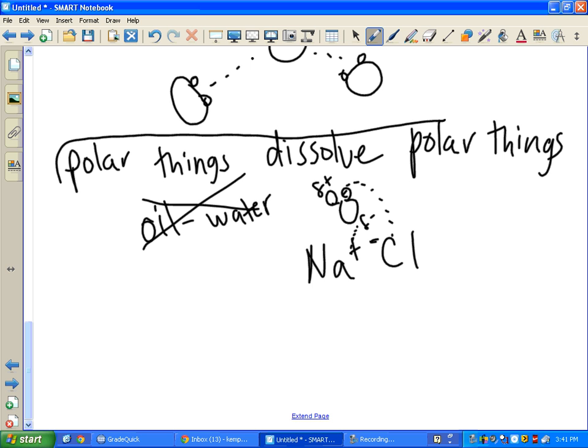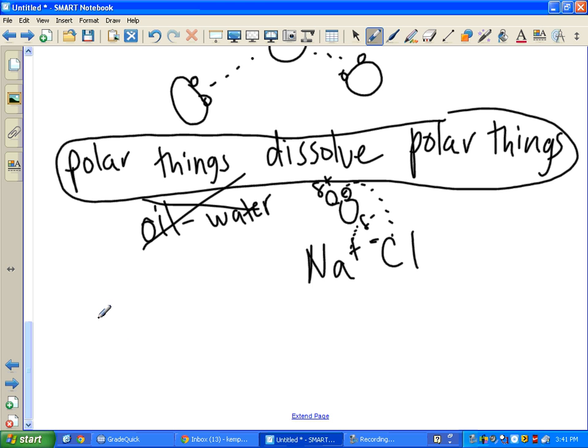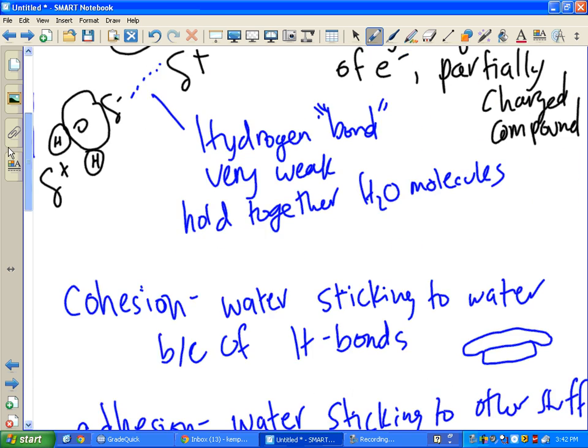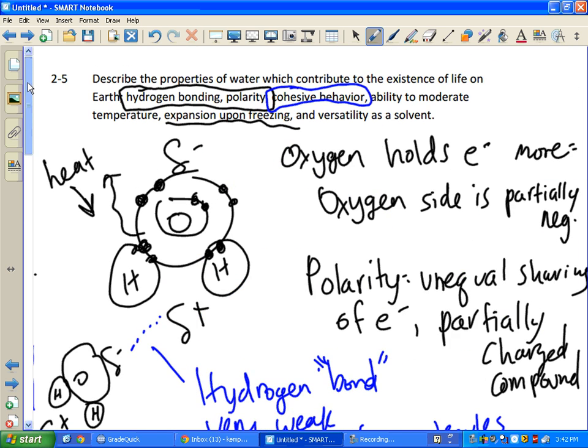But that's what you need to know. Polar things dissolve polar things, not nonpolar things. And nonpolar things dissolve nonpolar things. So oil would dissolve in oil, but not in water. That's not too important right now.